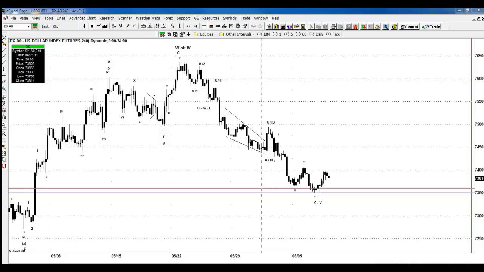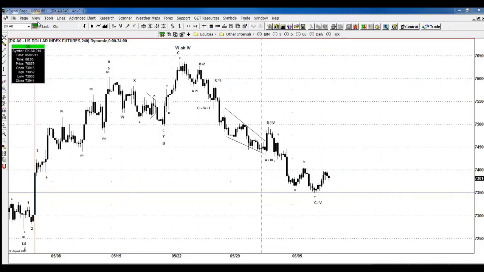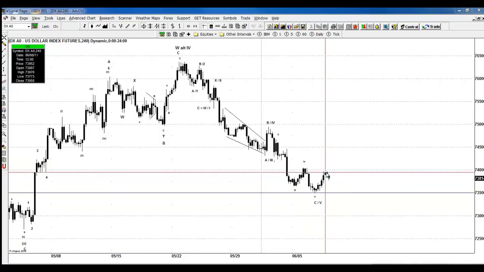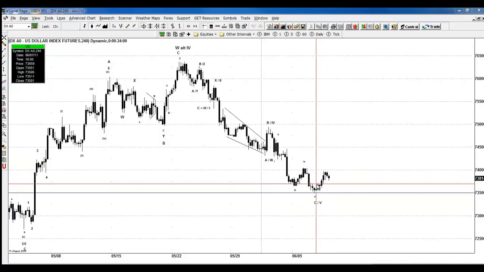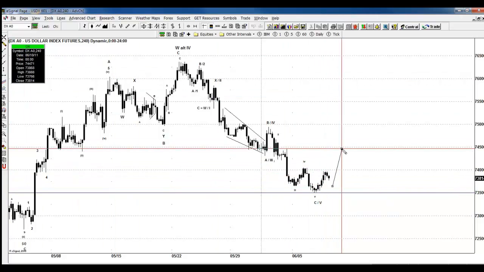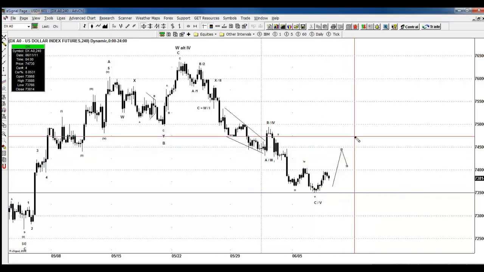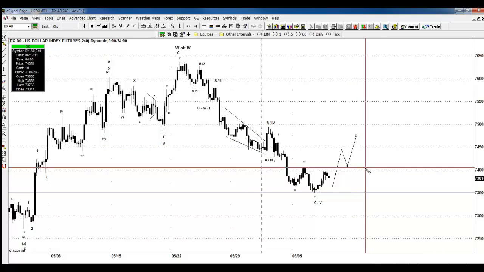Not much has changed since the last update. This is the US dollar in the 4-hour chart. We were expecting the retracement. Now the question is, is this the first leg of something like this? Alright, so we're going to try to figure it out.